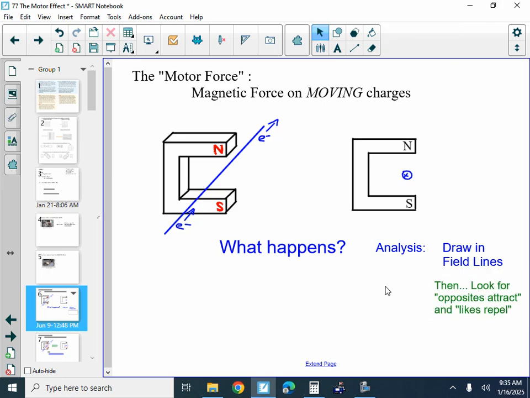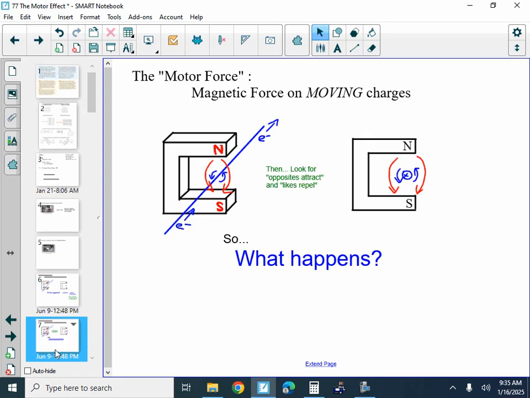So what we're going to do is look for the main idea about opposites attract and likes repel with magnetic fields, and that'll actually help us figure out which way the force would be and why. Okay? It's not new information, really. It's just based on opposites attract and likes repel, basic magnetism stuff. So this is what it looks like.